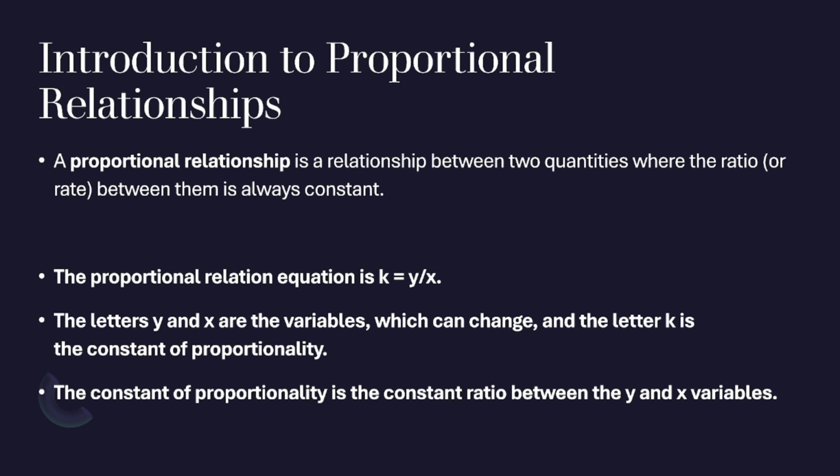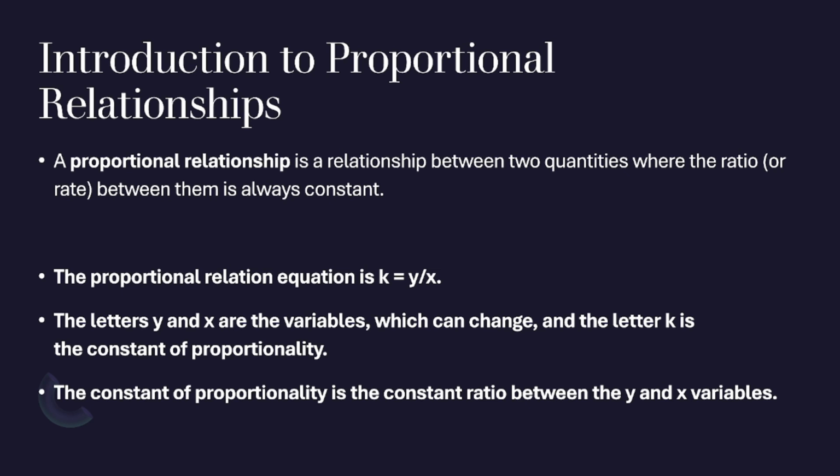That k value has to be constant, and the letters y and x are the variables, which can change, and the letter k is the constant of proportionality. The constant of proportionality is the constant ratio between the y and x variables. So when you're using a table, you want to see if that k value is always the same. That's the key point when you're looking at a table. You want to make sure it's not different every single time, because then it will not be a constant proportionality.